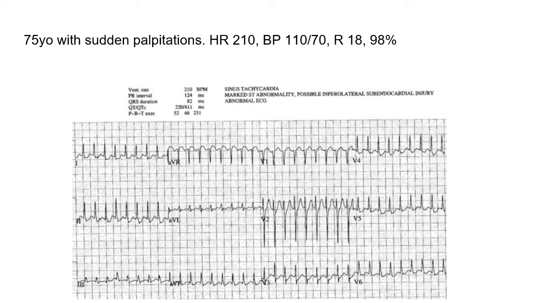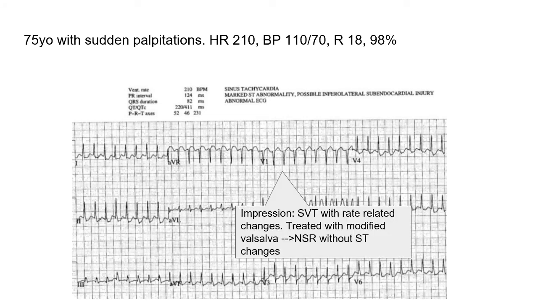Okay. Good. So here's one thing. We do see some diffuse ST depressions, right? And some ST elevation in aVR. So we're in SVT, right? And then after he gets treated with Valsalva and something called a modified Valsalva, which we'll talk about, he goes into normal sinus rhythm, and those ST changes disappear.